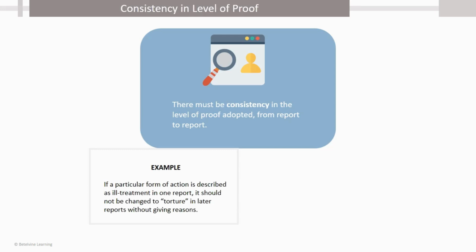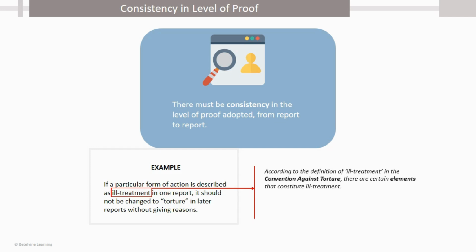Or, in other words, based on the definition of ill treatment in the Convention Against Torture, there are certain elements that constitute ill treatment. Now, one must find proof of those elements in order to call that action ill treatment. Apply the standard of proof across all reports. Do not suddenly switch to calling the action consisting of the same elements as torture.